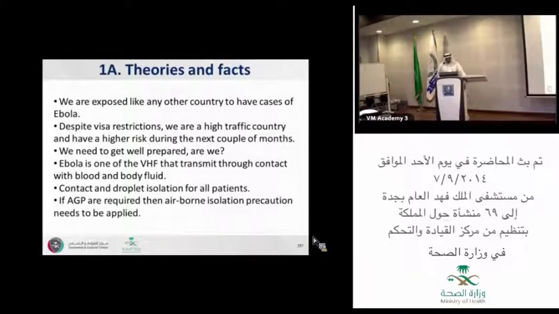Then the fact that Ebola is one of the viral hemorrhagic fevers that transmits through contact with blood and body fluid, as comprehensively described by Dr. Tariq, and contact and droplet isolation for all patients, as also mentioned by Prof. Tariq earlier. If aerosol generating procedures are going to take place, like intubation, ventilating the patient, or putting the patient under a suctioning machine, we need to make sure that airborne isolation precaution is implemented as well.